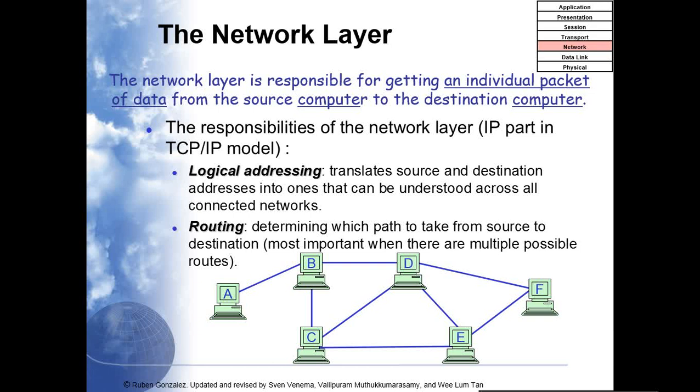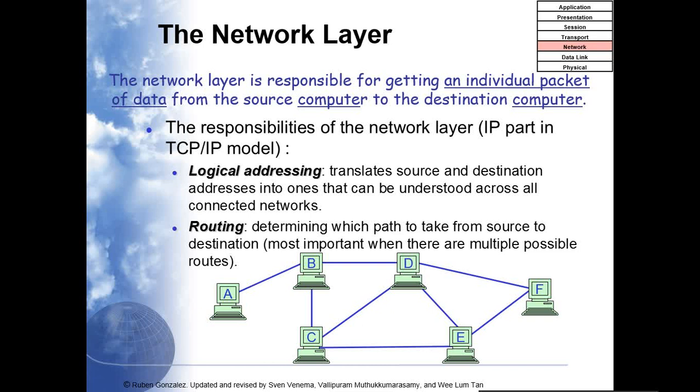So looking at the network layer, it's responsible for getting an individual packet of data from the source computer to the destination computer. Okay, so we're not looking at my neighbor here, but I'm looking at the endpoint. That means I need to know the address or the name of the thing at the other end so I can get to it. So the responsibilities of the network layer, and this is the IP part in the TCP/IP model, is logical addressing and routing.